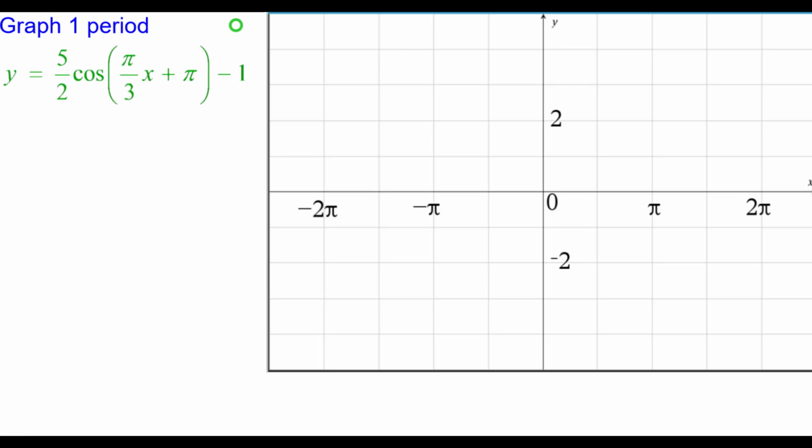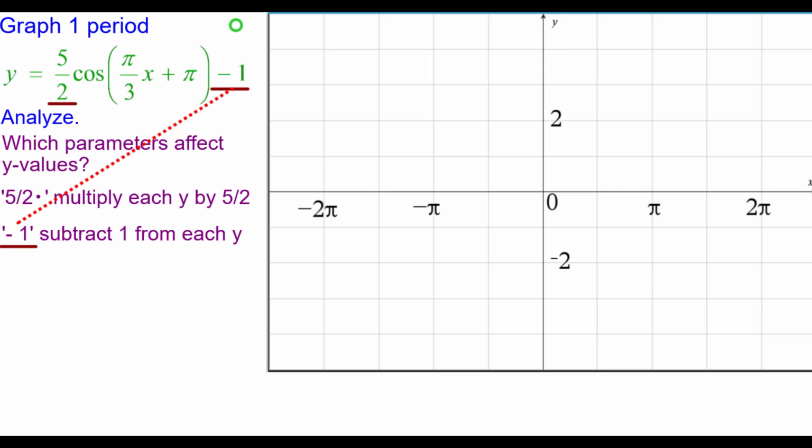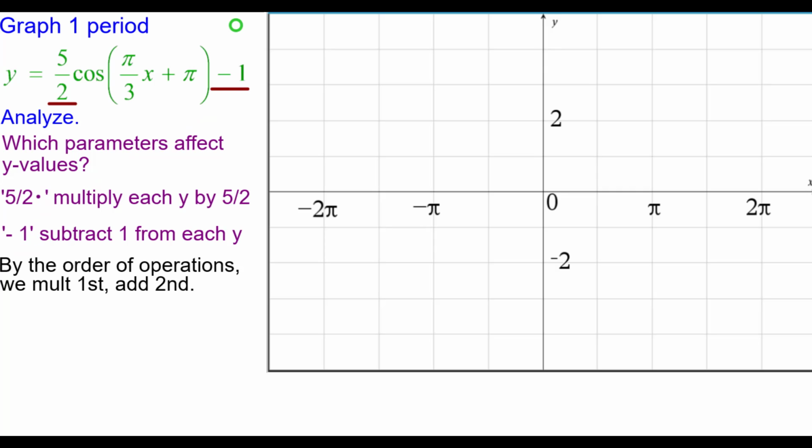We want to graph one period, so we need to analyze this, that is, look at all the parameters and how they affect the graph. Which parameters affect the y values? We'll look at those first. It turns out the 5/2 times and the minus 1 outside the function affect the y values. So 5/2 times will multiply each y value by 5/2. Minus 1 will subtract 1 from each y value. And recall that by the order of operations, we multiply first and then add second. And we're going to apply this to the y values of the points of interest.